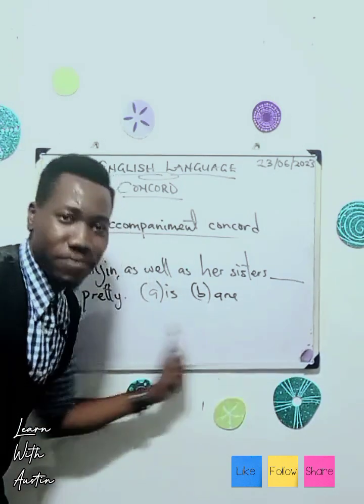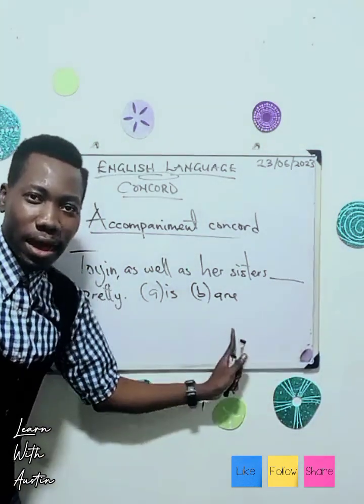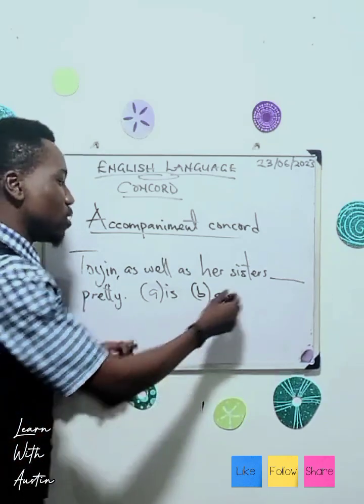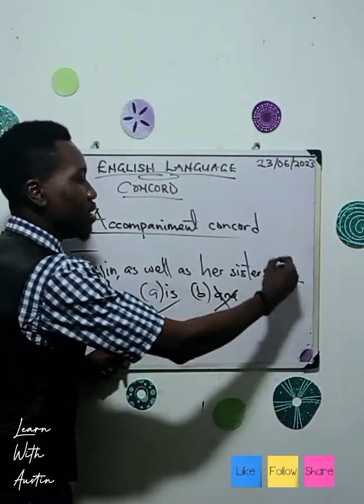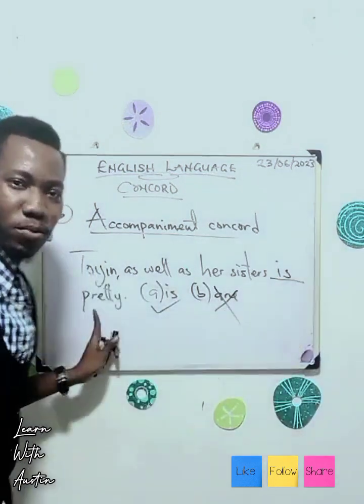So you're asking yourself now, which of these is singular? If Tony is singular, then which of these is singular? Is singular, are plural. So this is wrong and this is the answer: is pretty. Tony as well as her sisters is pretty.